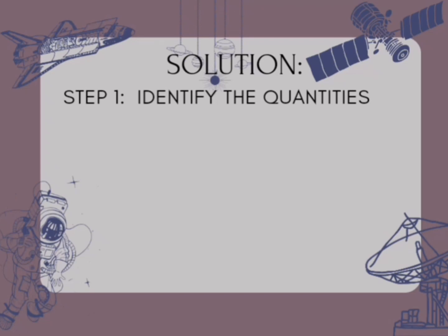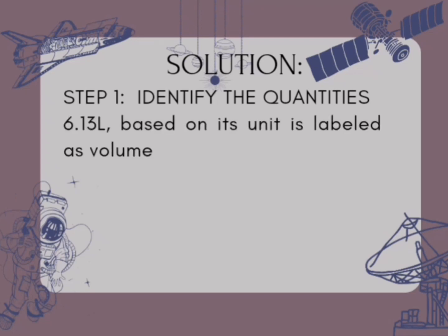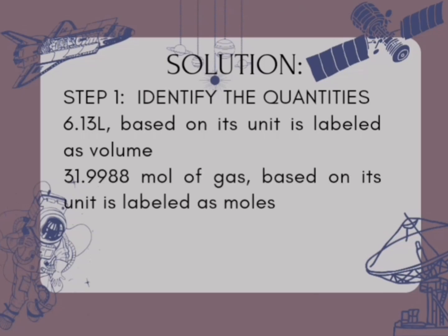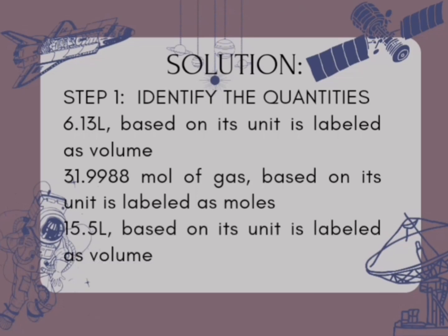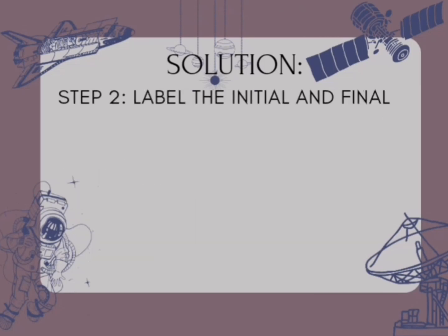Identify the quantities. With a given 6.13 liters, based on its units, it is labeled as volume. With a given 31.988 moles of gas, based on its units, it is labeled as moles. With the given 15.5 liters, based on its units, it is labeled as volume. Step 2. Label the initial and final.